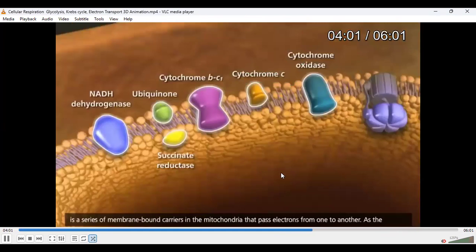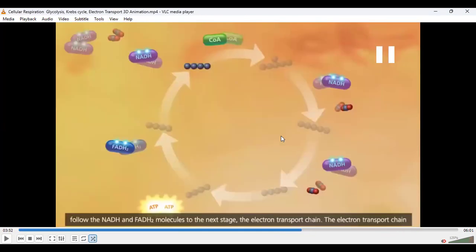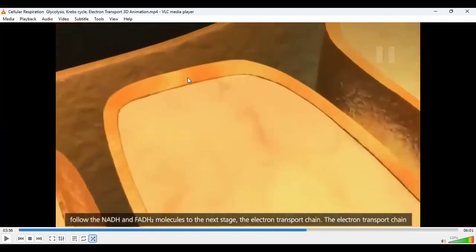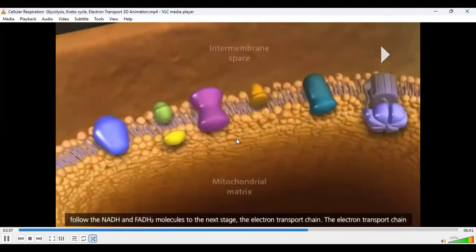Yes. We will take them to the electron transport chain. See? Here we go. And I'll give you a break to think about it. We are leaving the matrix and we are entering the inner membrane.